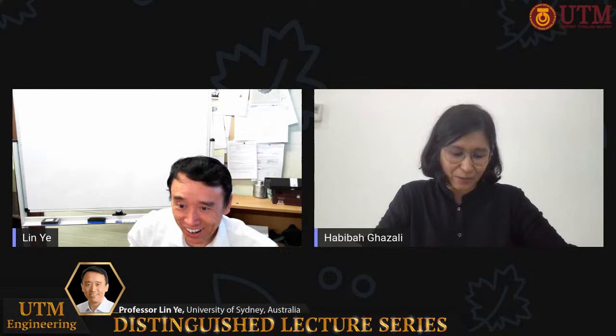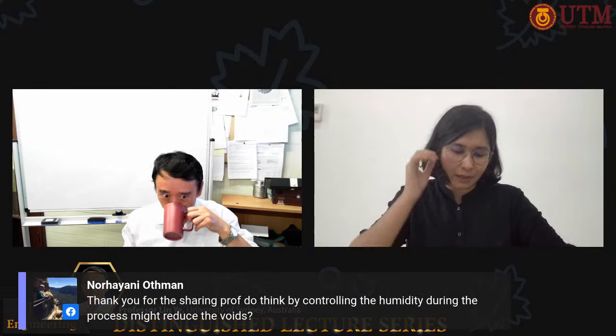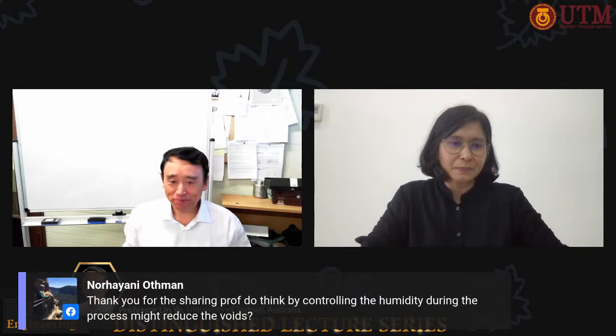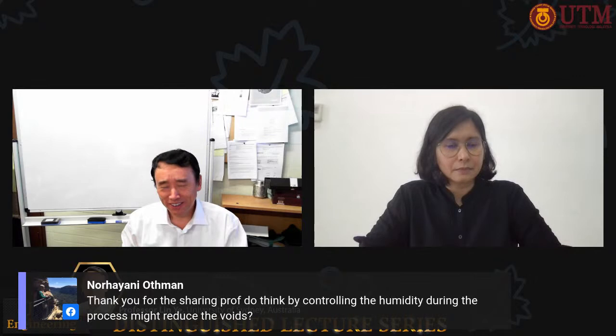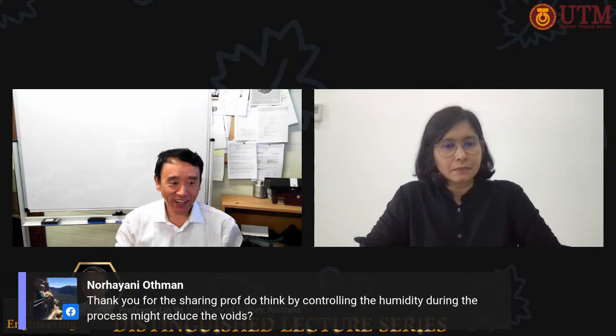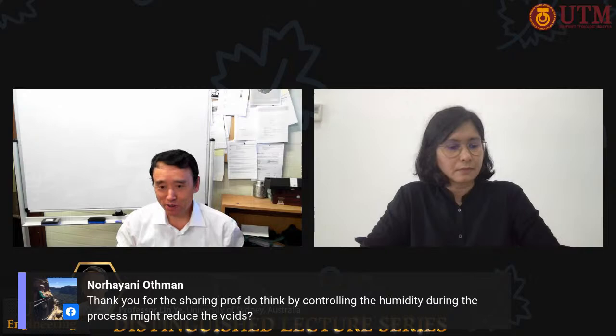Do you think controlling the humidity during the process might reduce the void? Yes. In fact, I didn't mention it. Because nylon absorbs water, it has the capability to absorb a few percent of water. So it's a very delicate material. What we did is dry the material before we put it on the machine. Even if we don't do that, you'll have even more voids. So basically you need control.